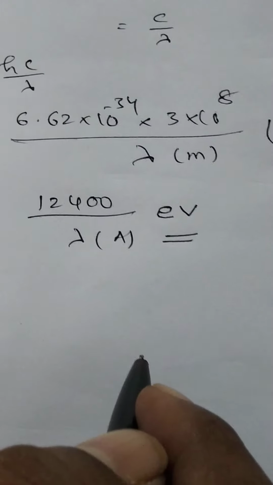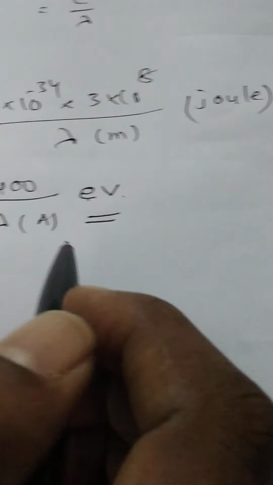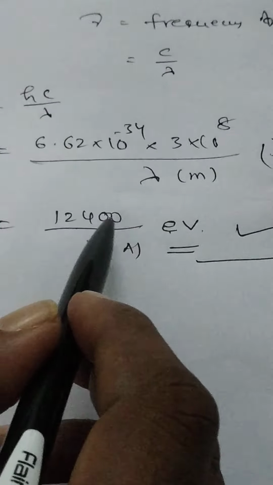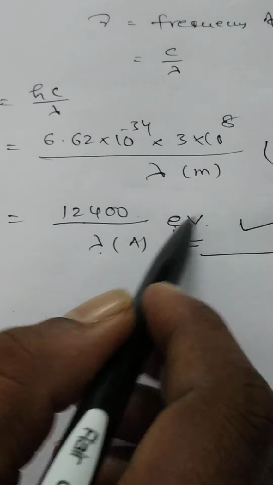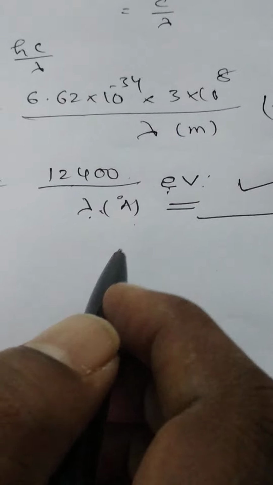Electron volt is the unit, it is the smallest unit of energy. So the energy of the photon E is equal to 12,400 by lambda electron volts when lambda is represented in angstrom units. Right.